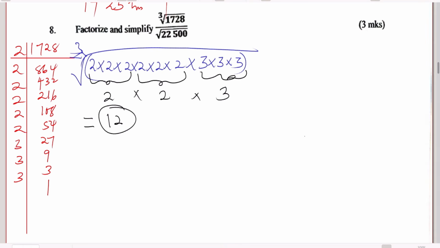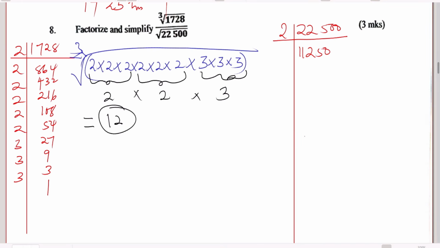Now we go to the denominator. For the denominator, we have 22,500, and we'll do the same. We express this in terms of the product of its prime factors. So again, we start with 2. 22,500 divided by 2, we get 11,250. Again, you divide by 2, you get 5625. Then from 5625, you can't divide by 2, so you divide by 3. 5625 divided by 3, you get 1875. You divide again by 3, you get 625.